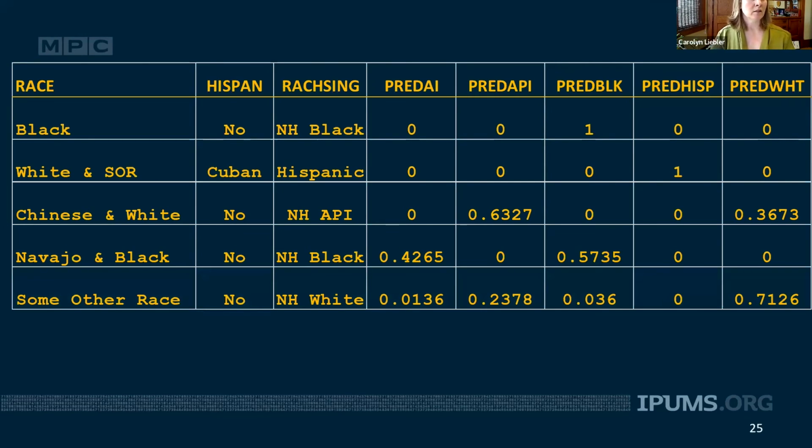Someone who said some other race and not Hispanic, this is what it might look like. So you could have a diversity of values on the PRED variables. They're always going to have a 0 on the PRED HISP because they said they were not Hispanic. And then they would be assigned to the RACHSING category with the highest PRED value.